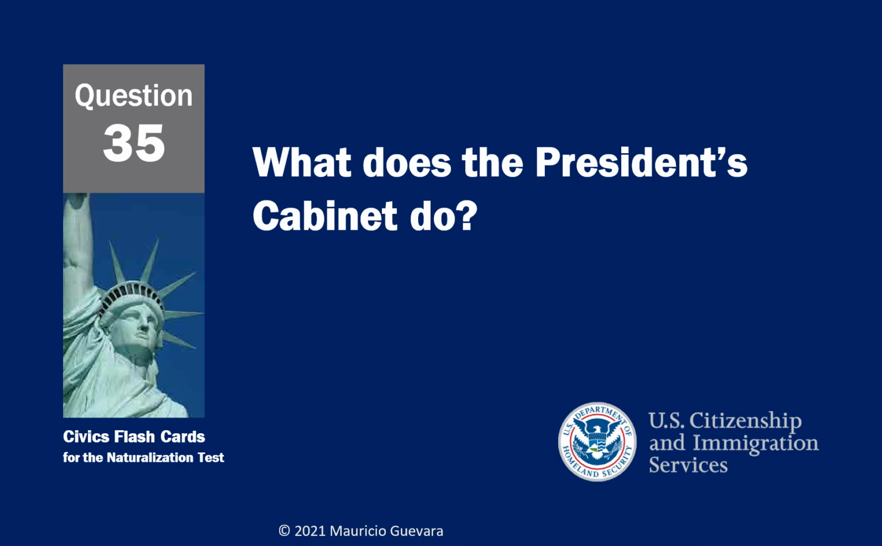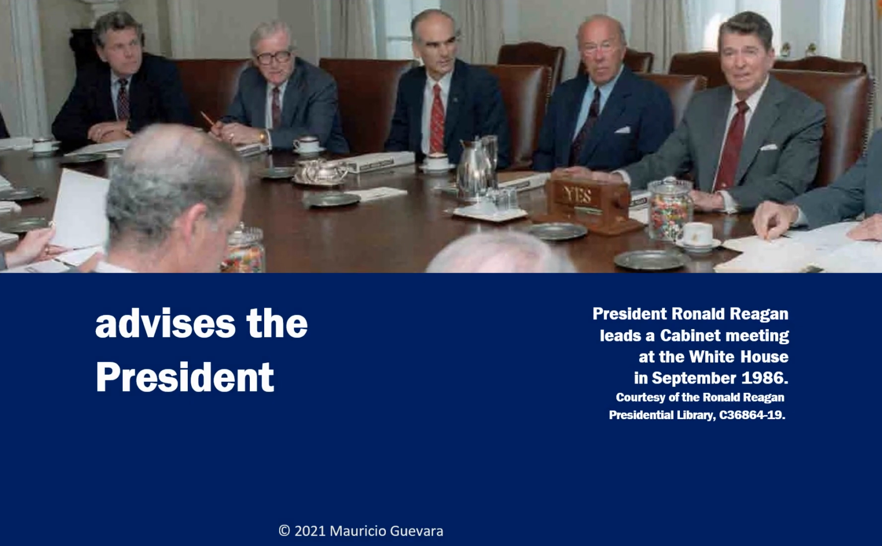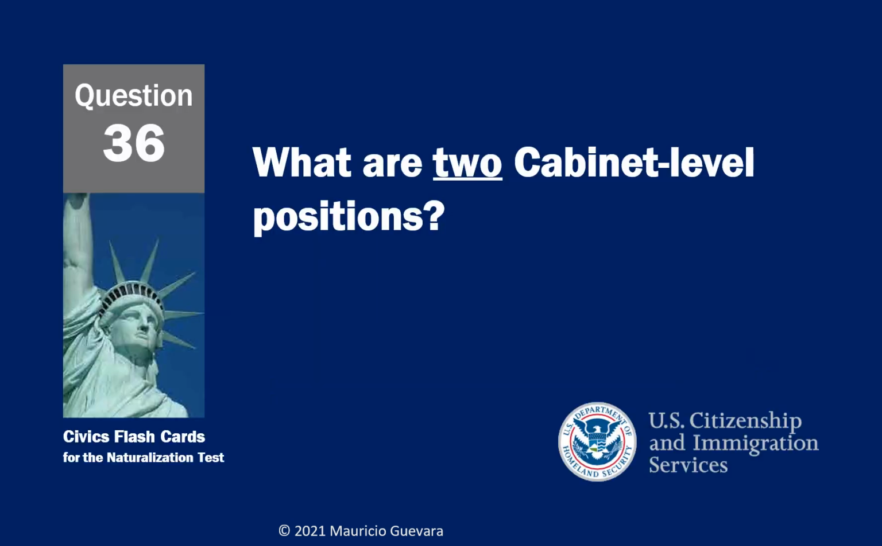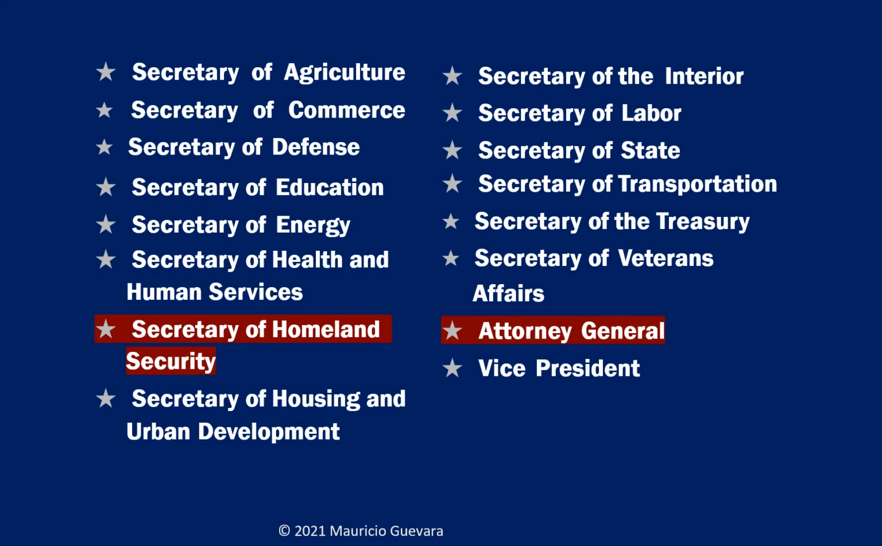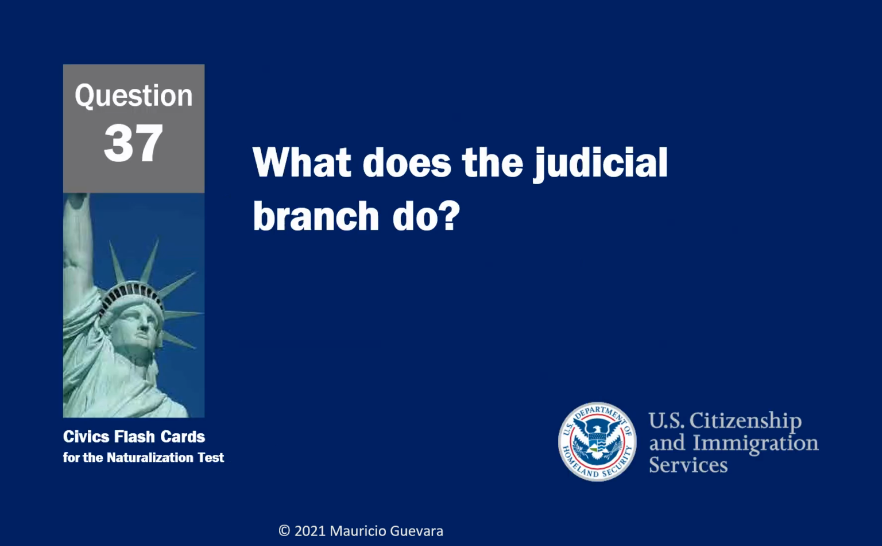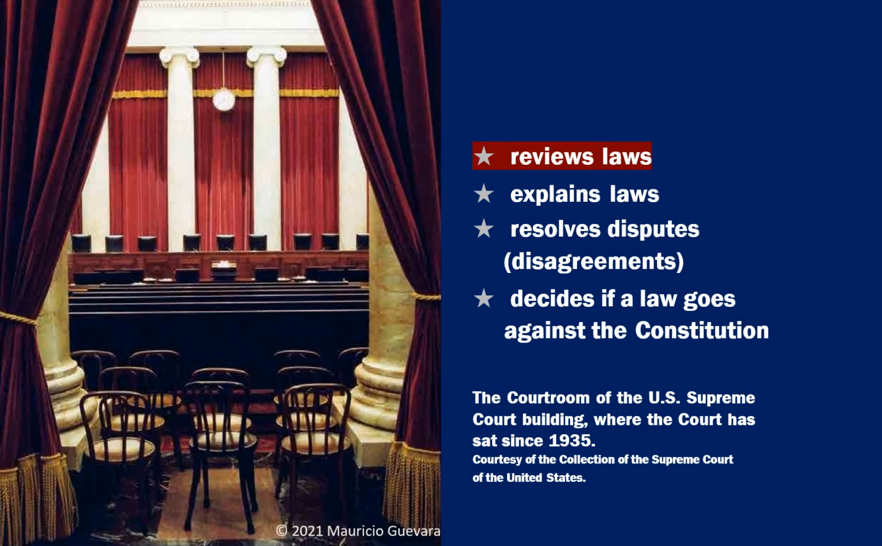What does the president's cabinet do? Advises the president. What are two cabinet-level positions? Secretary of Homeland Security. Attorney General. What does the judicial branch do? Reviews laws.